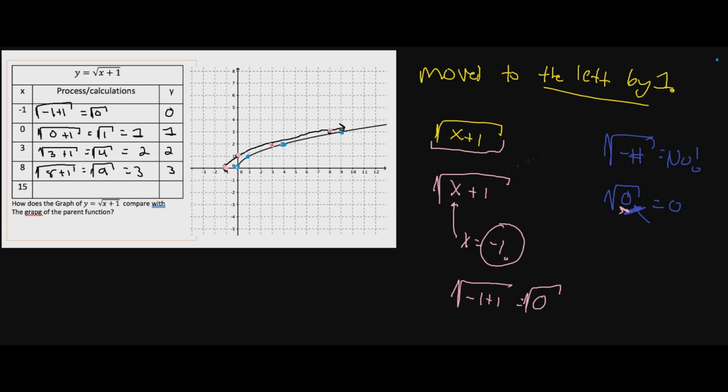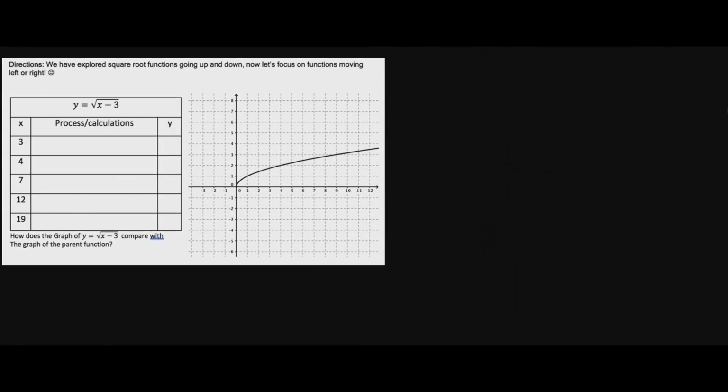Okay. I don't know if that makes sense or not, so let's just take a look at another one. Before we plug anything in, we have the square root of x minus 3. So ask yourself this question. What number do you need to plug into here to get 0? Because 0 is our starting point. Well, plug in 3. What's 3 minus 3? Well, we get 0, right? We needed to plug in x equals 3.